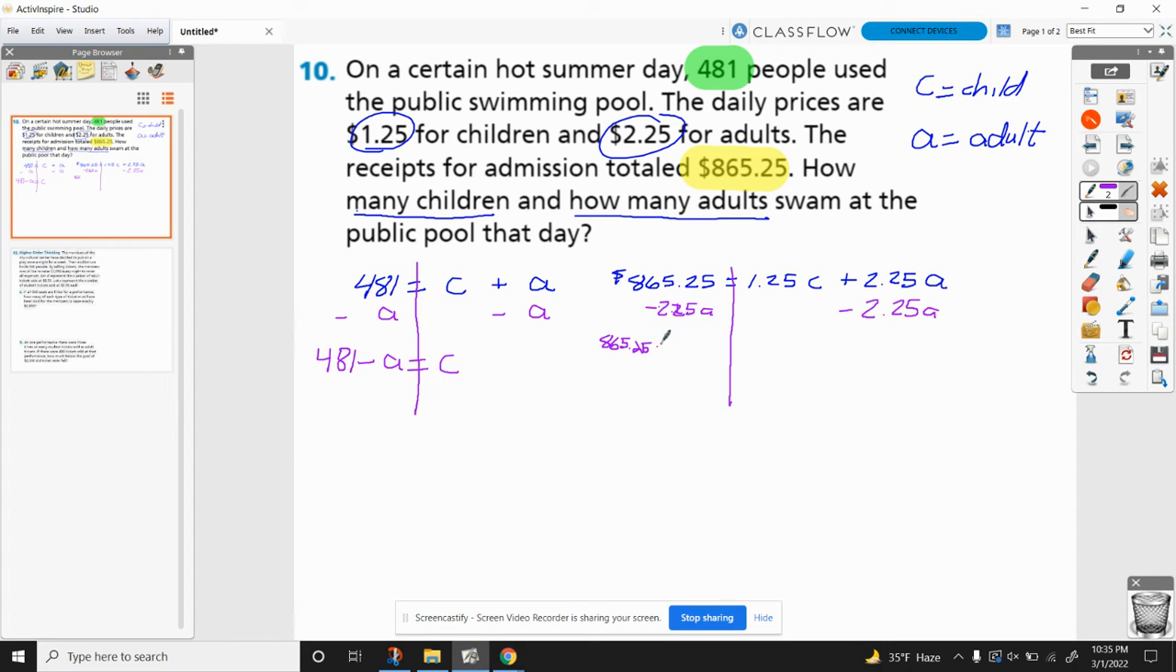Minus 2.25A equals $1.25 times C. So again, we want to get the C by itself. So we're going to divide by $1.25 on all terms here.